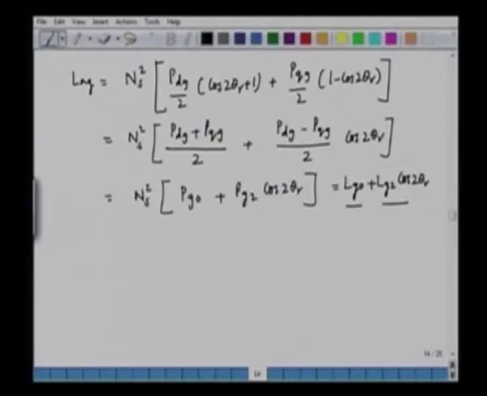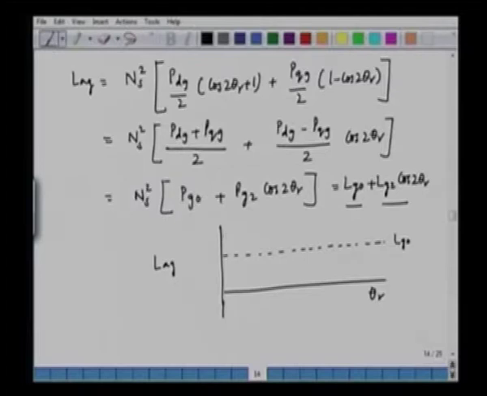So, if we plot this inductance variation against theta r, this is LAG, we will see that this LAG will have a constant term, that is Lg0, and that will be a variable term which is Lg2 into cos 2 theta r. So, in fact, this will be changing in the following fashion.